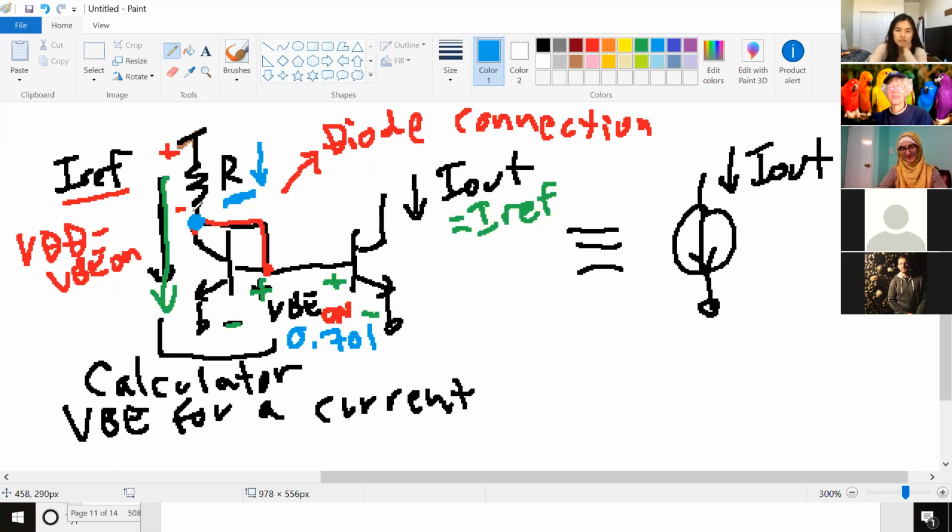Your current equation already is pretty much an approximation. When you ignore base width modulation, you're doing another approximation. This will get you close. It won't get you exact. But again, if your VBE on changes because of the current, it will only change just a very little bit at this node, and you'll still get pretty much the current you're targeting across your resistor.